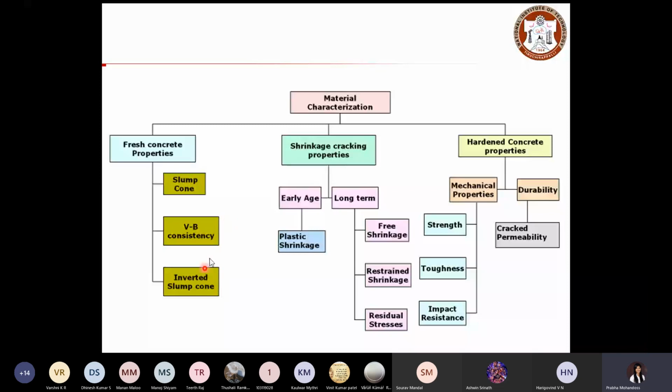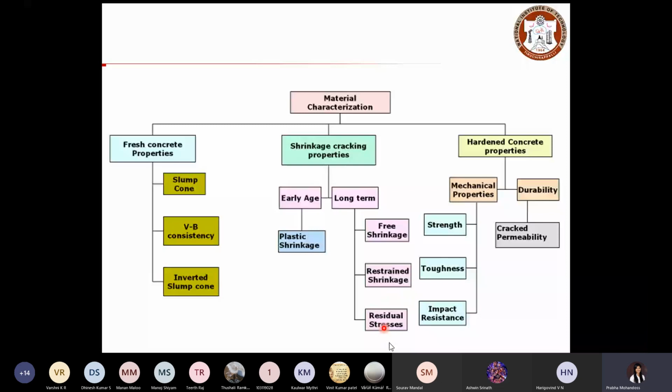The second property is shrinkage cracking, because cement has a tendency to undergo volumetric change when exposed to environmental conditions. So you need to know the shrinkage properties during the initial stage, the early age, and the long-term performance. The initial age means you will be looking at plastic shrinkage. I will cover this shrinkage mechanism in detail in the coming slides, where we talk about durability. For the long term, there is the classification of free shrinkage and restrained shrinkage, and you will have some residual stresses.